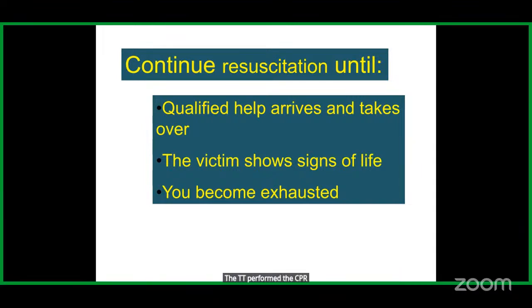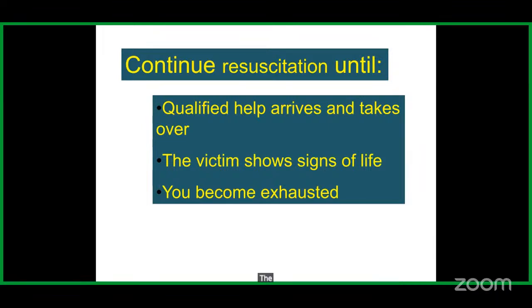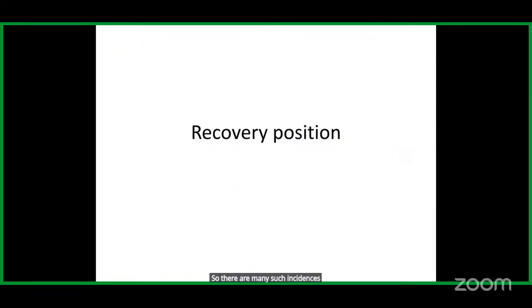The TT, the ticket examiner, performed the CPR continuously for 20 minutes. And the next station was alerted to keep the ambulance and the stretcher ready. Before the next station arrived, the senior citizen who had the heart attack started showing signs of response. He started breathing, but he was unconscious. At the next station, he was shifted to the hospital immediately, and he survived the heart attack. There are many such incidents where CPR has helped in recovering patients.